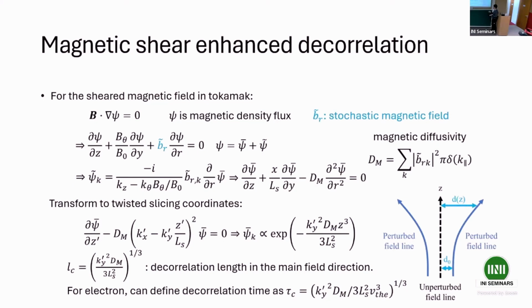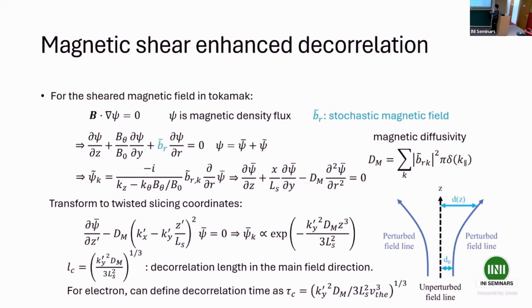We can adopt the twisted Satin coordinates to simplify this equation. After transformation, the magnetic shear term is eliminated, and we can see the psi bar is proportional to e to the minus z cubed. This means the stochastic bending can lead to enhanced decorrelation of the magnetic field. So based on this exponent, we can define a decorrelation length whose expression is given here.